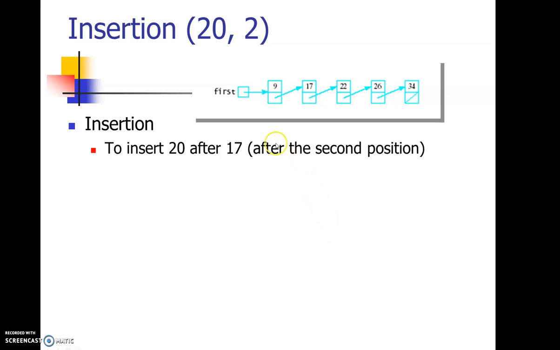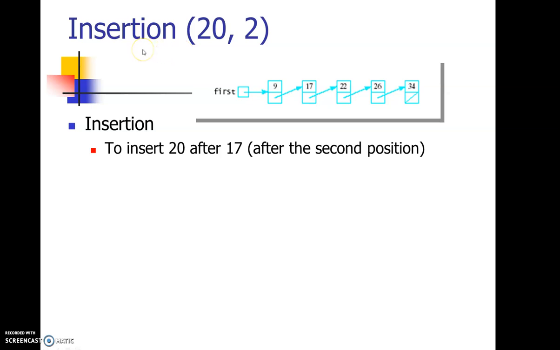So let's take a look at the general scenario. In the example that we provided here, we have 5 items in our linked list. The first pointer indicates where the beginning of the linked list is. So this linked list has 5 items: 9, 17, 22, 26, and 34. Say that we want to insert a new item with the value of 20 after the second item, which means it would be the third item.